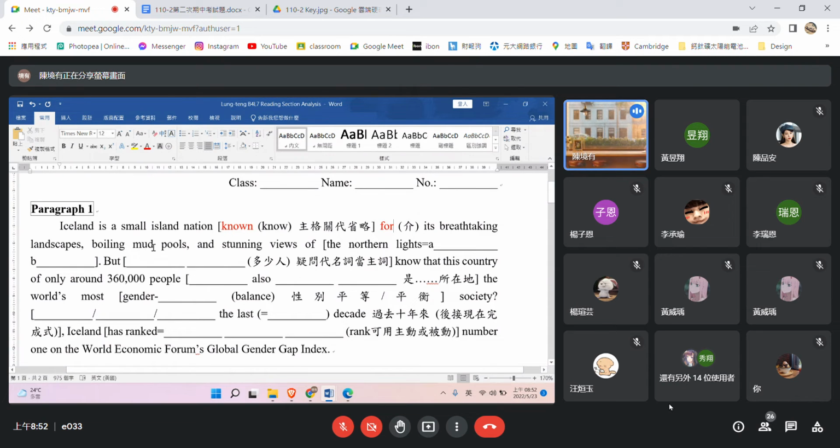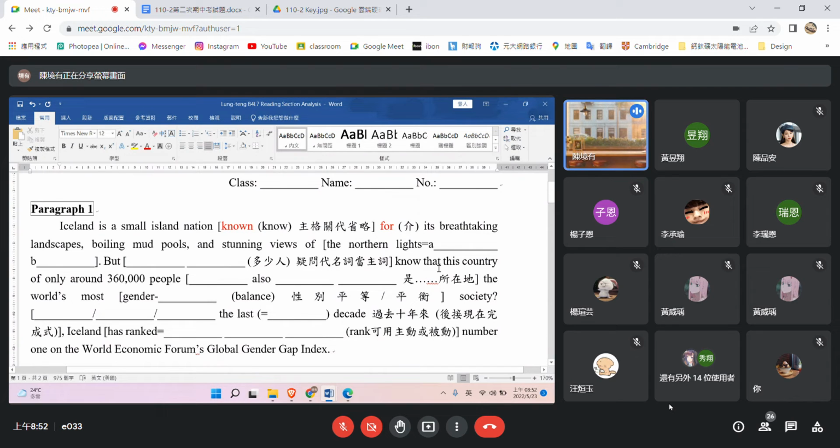So, boiling mud pools. Mud means dirt, very, very wet dirt or soil. Boiling means bubbles are coming out, or perhaps it's really hot, like boiling water, and the heat can be like 100 degrees Celsius. All right, and stunning views. Views means what? Sights, things you can see.